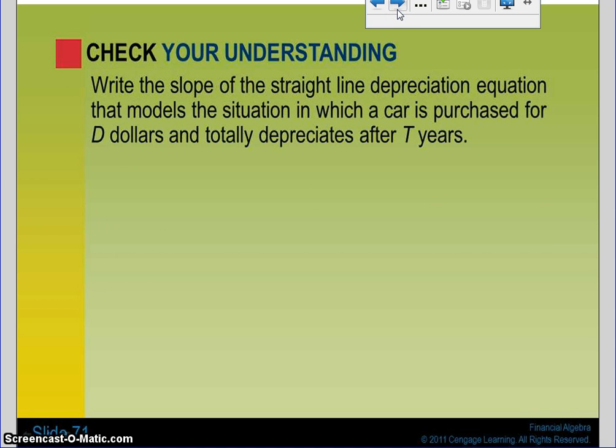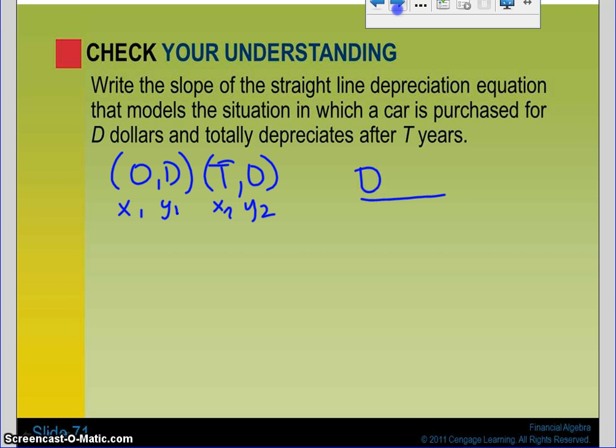Please press pause. Go ahead and solve this and come back when you're ready. All right, for those values, we had (0, D) and we had (T, 0). So looking at that, if we label them, we've got x1, y1, x2, y2. Plug them into our formula. We have 0 minus D all over T minus 0, which gives me a negative D over T as my slope.